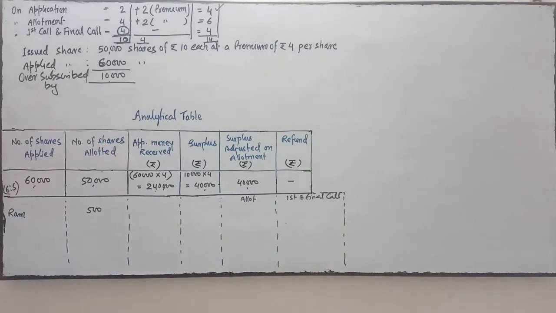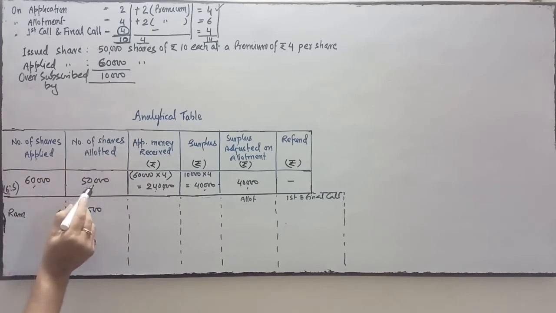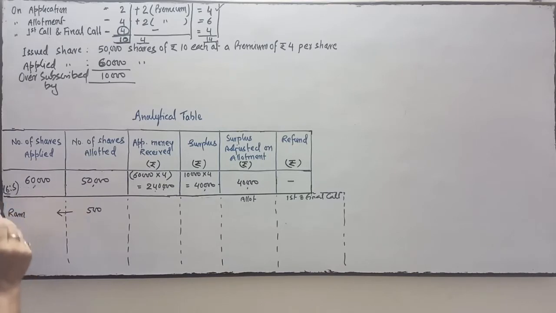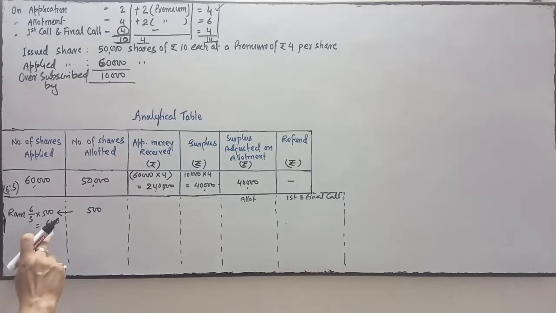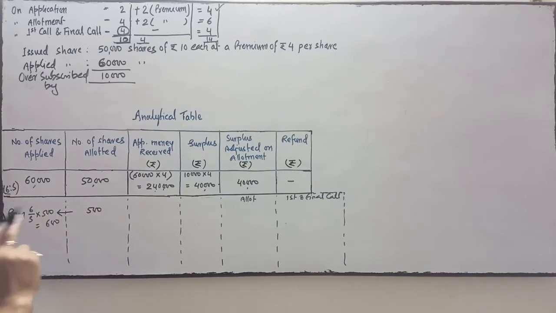First and final call area. Now Ram, to whom 500 shares were allotted, failed to pay allotment and call money. So we have to know for how many shares Ram has applied. Here the allotted is 50 but applied for 60. So the proportion is 6:5, so 6/5 into 500 means 600 shares. Ram has applied for 600 shares, to whom the company has allotted 500 shares on the basis of this pro rata 6:5.